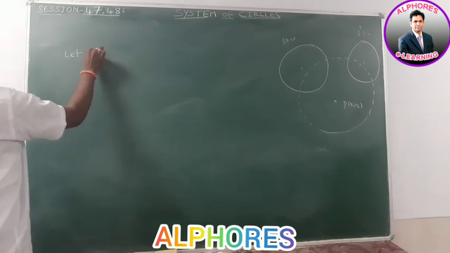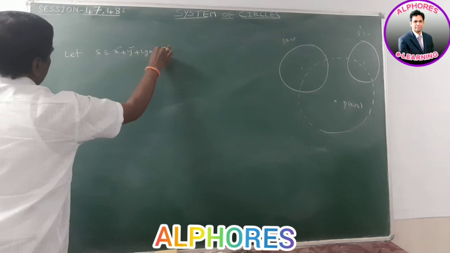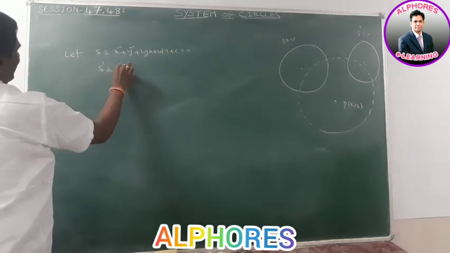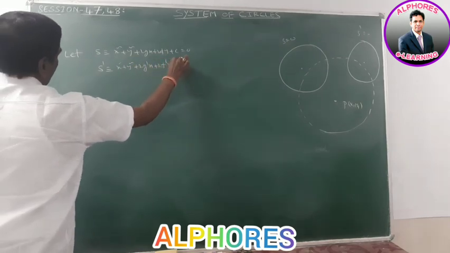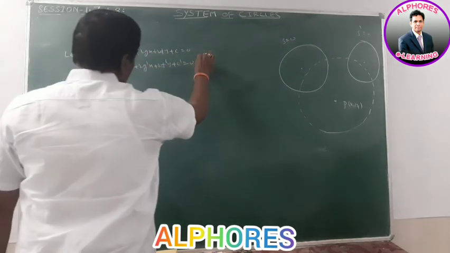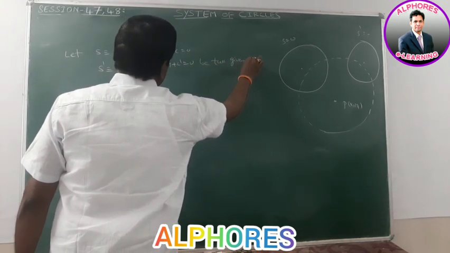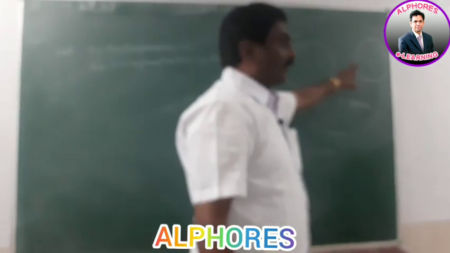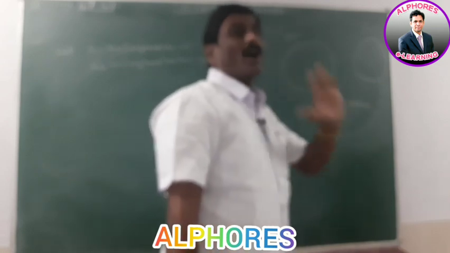Let S = x² + y² + 2gx + 2fy + c = 0 and S' = x² + y² + 2g'x + 2f'y + c' = 0 be two given circles. These are fixed. This is given, this is given. Now we find another circle. This circle cuts the given circles orthogonally.